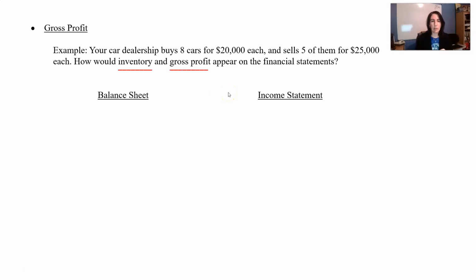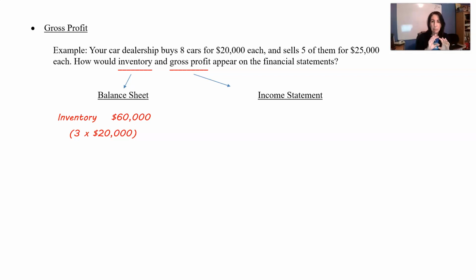All right, so we're looking at inventory and gross profit. Balance sheet, income statement. So the inventory, we bought 8 cars for $20,000 each. We sold 5 of them. That means we've got 3 cars left, right? We've got 3 cars left as inventory of $60,000 that we did not sell. Those are the unsold ones.